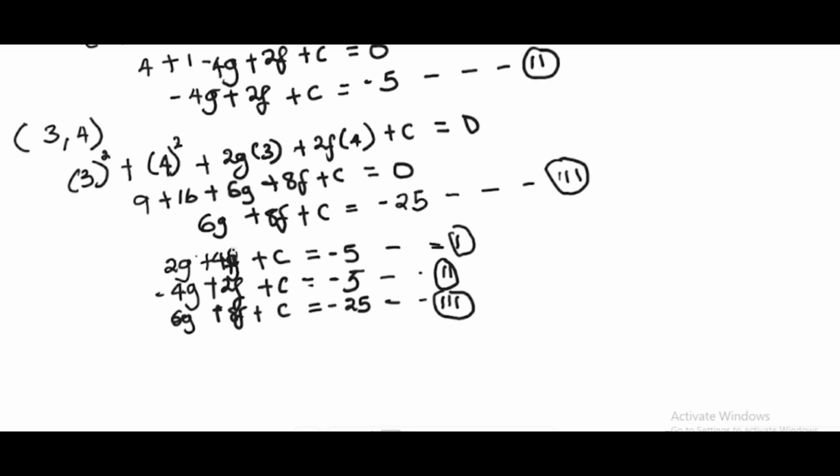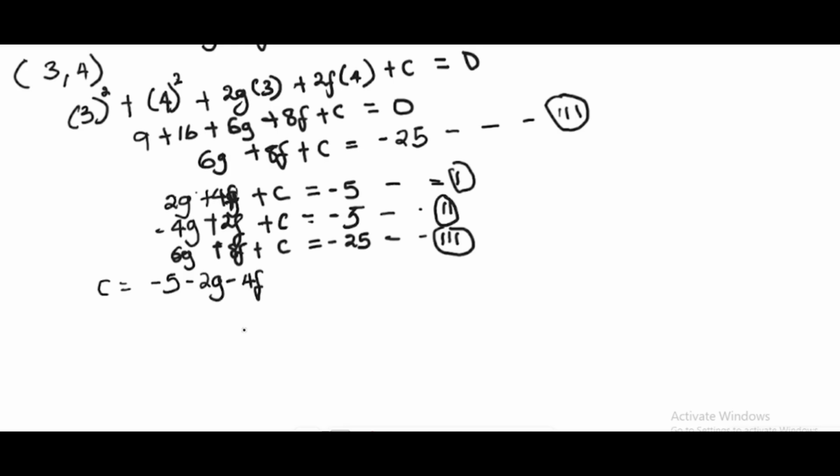Do you understand? Good. Then another way which I'm going to use now is I can actually pick equation 1, for instance, and then make C subject. Using equation 1, if I make C subject, that means I'm going to take 2g to the other side, so I'll have minus 2g. Then 4f becomes minus 4f. All right. So now, making C subject, I will substitute it into equation 2 and 3. Remember that I just rewrote equation 1, making C the subject.